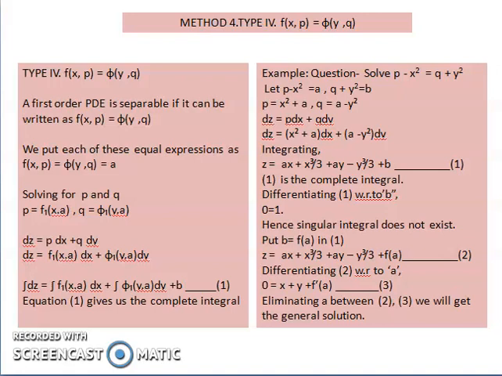If we put b is equal to f of a, we get z equal to ax plus x cubed by 3 plus ay minus y cubed by 3 plus f of a. If we differentiate this equation with respect to a, we get 0 is equal to x plus y plus f dash of a. If we eliminate a between the second equation and the third equation, we will get the general solution. So these are the 4 types of equations which are solved in first order partial differential equations. Thank you.